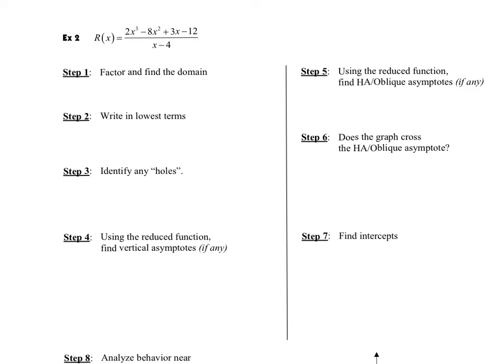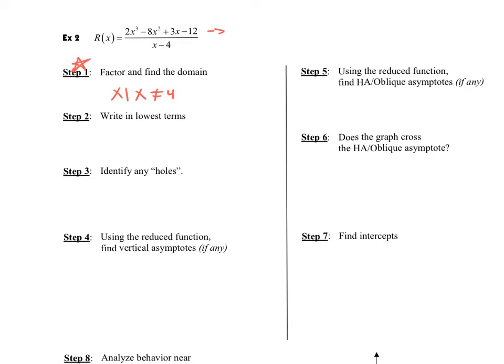So our step one, remember, has to remain as step one. It can't go anywhere else. And it's going to be to factor and find the domain. Now we can find this domain right off the bat before we even factor, because we can clearly see that the denominator is an x minus 4. We could set that equal to 0 and immediately get our domain of x such that x is not equal to 4. Okay, so that gets us our domain, but we still need to factor this numerator.